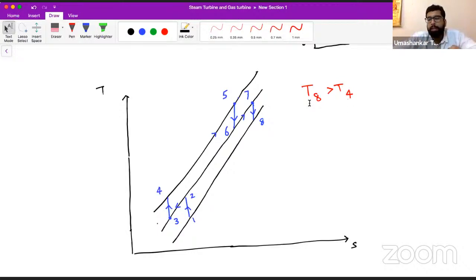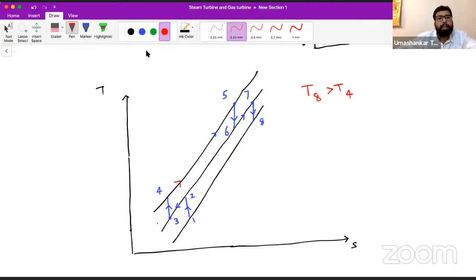As I explained in the previous session also, regeneration scope will be there only when the exhaust gas temperature is higher than the temperature of air entering the combustion chamber. Okay. So our air exiting from the second stage turbine will give its heat energy to the air entering the combustion chamber.